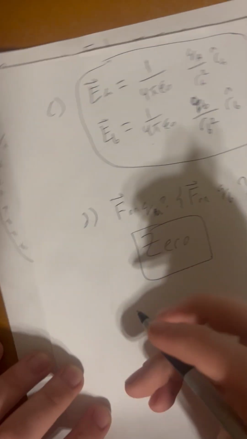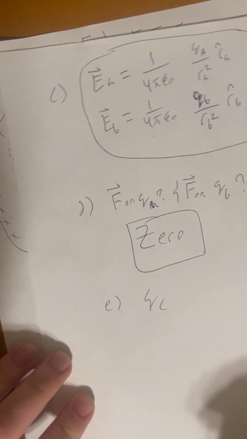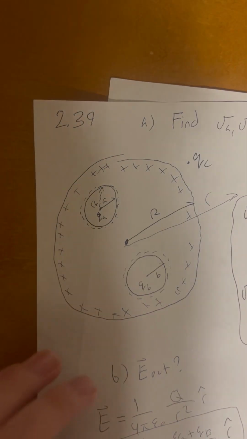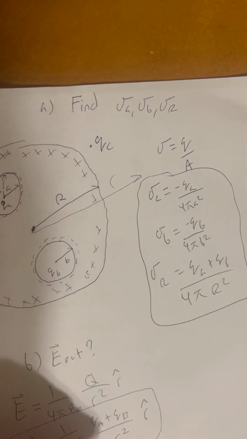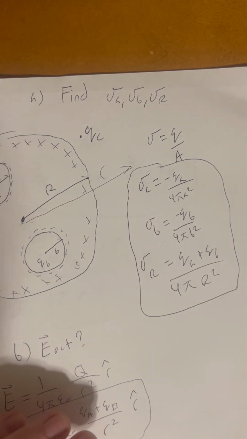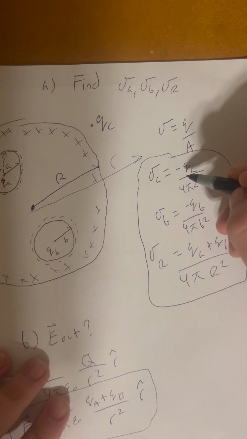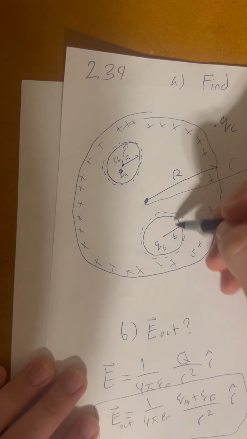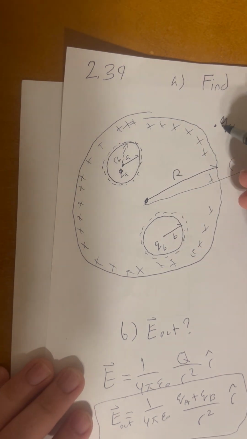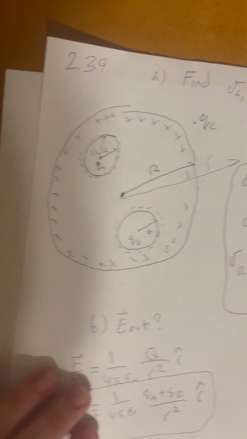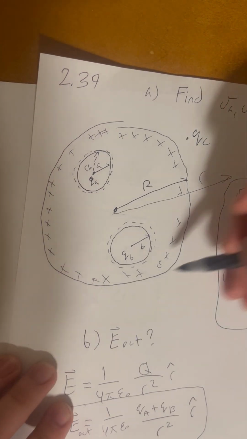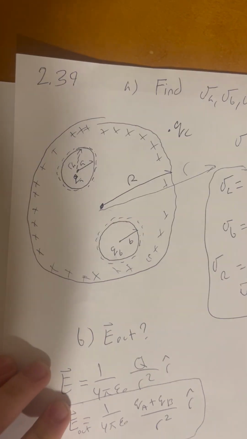Okay, and then part E is saying, what if we introduce a point charge QC on the outside? So let's say we just had a point charge QC right here. It's asking us to go through the steps again and see what would change. Would sigma A or sigma B change? No, they're basically within their own little sphere of influence. A point charge outside wouldn't have any influence on them. Sigma R, however, would, because it would also manipulate the charge on the surface to accommodate it.